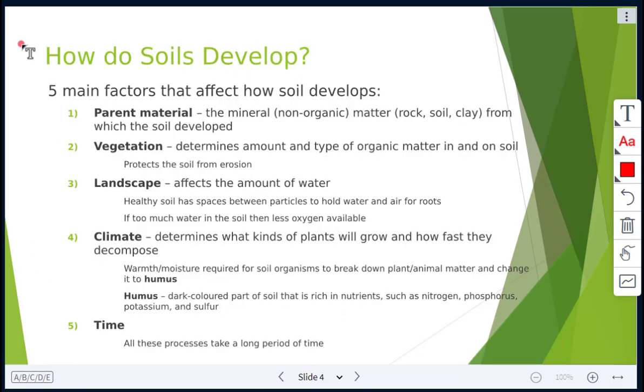Next we are looking at how soils develop. There are five main factors that affect how soil develops. One is the parent material. Like the video was showing, it depends on what type of rock it's coming from. The mineral, which is the non-organic matter, the rock, soil, or clay from which the soil developed, is the parent material. Vegetation determines the amount and type of organic matter in and on the soil.